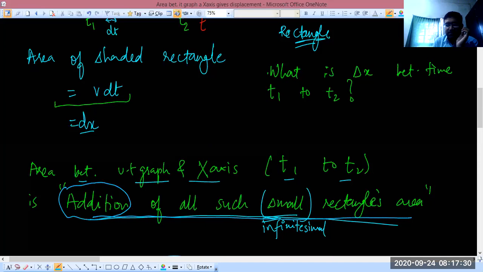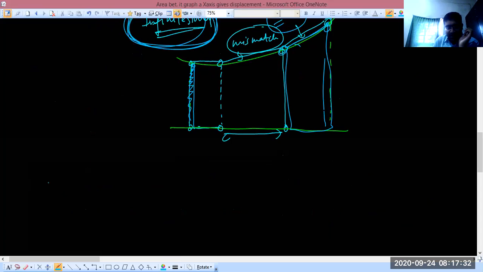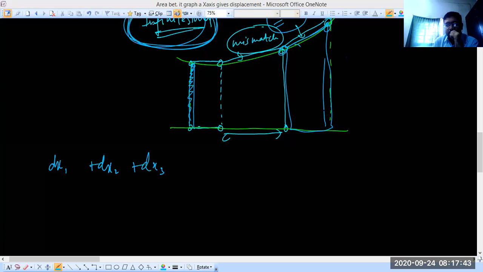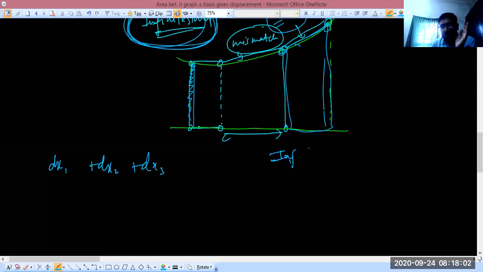works as follows. See, for the first one, suppose you call it dx1, for the second one you call it dx2, for the third one you call it dx3. No, Vedant, it won't be the same. You can actually check that. We will not take a trapezium because it's not a trapezium. When you take an infinitesimal time interval, this thing will definitely be a rectangle.